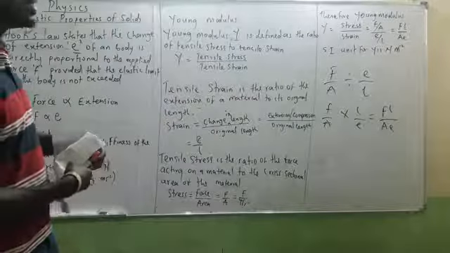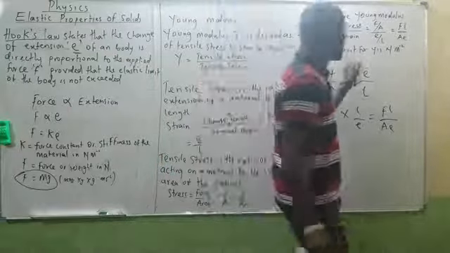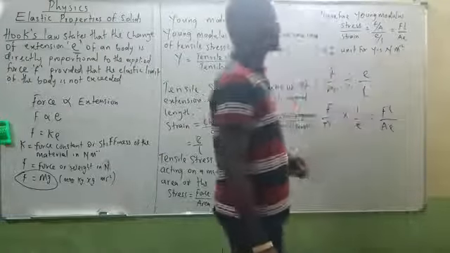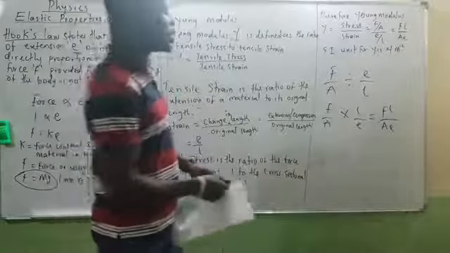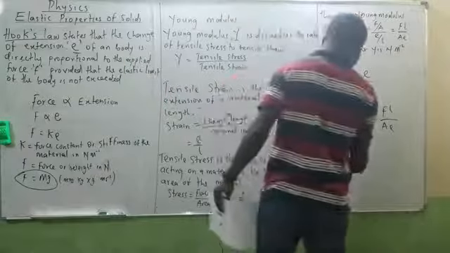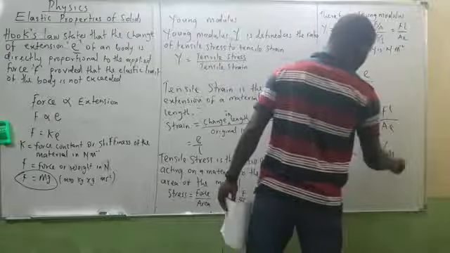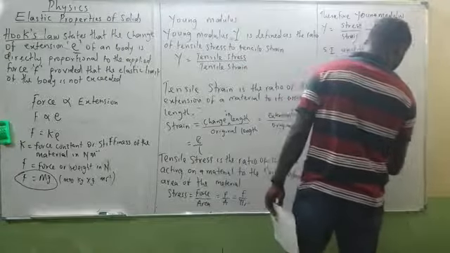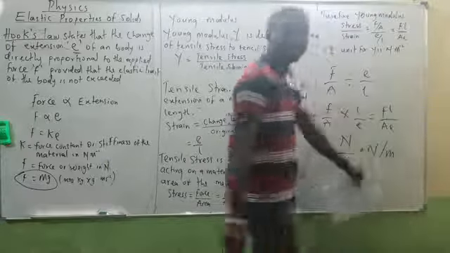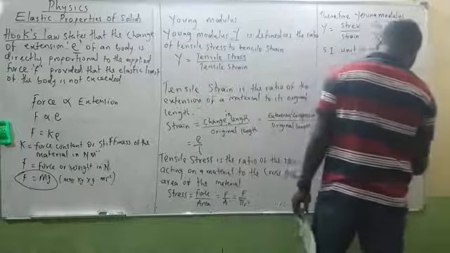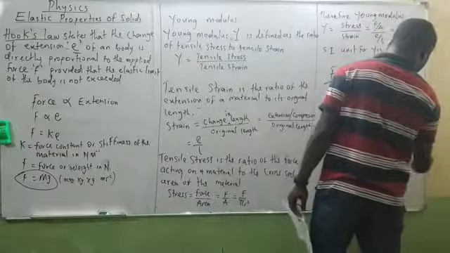Now, the SI unit for Young modulus is newton per meter squared. I am also allowed to write this as newton over meter. Some people will do it like this, anyhow you want to say it. Normally, mathematically, this is not acceptable, but in physics it is allowed. Which I can also say is newton per meter squared.